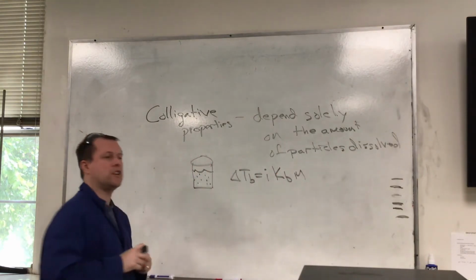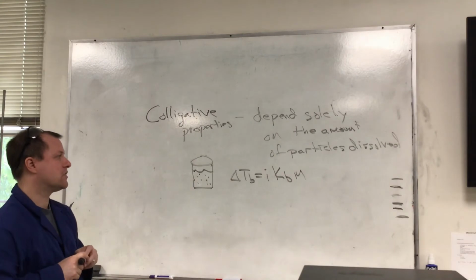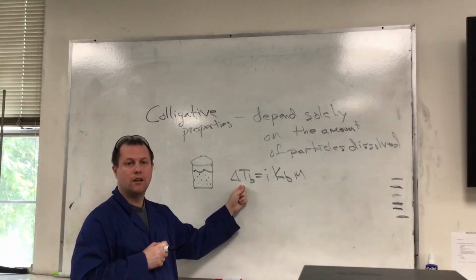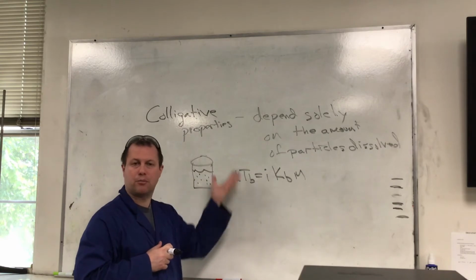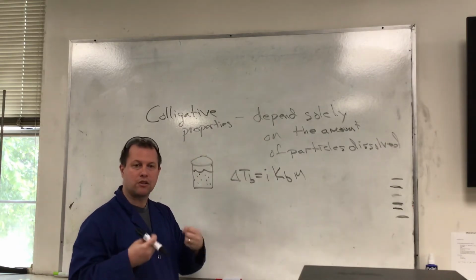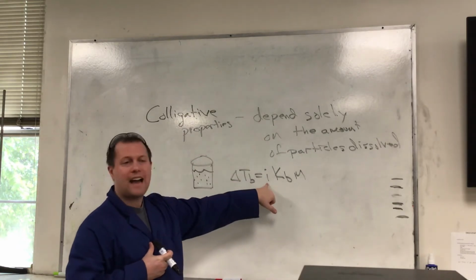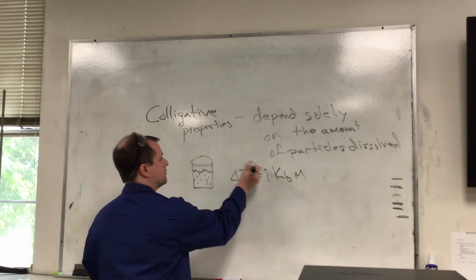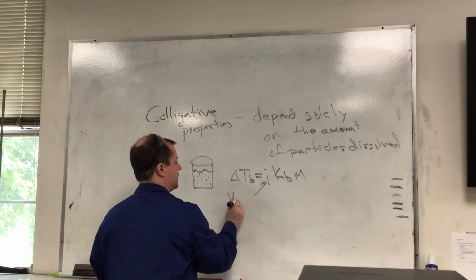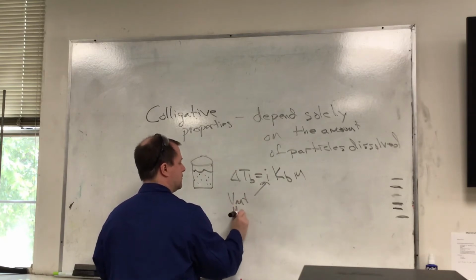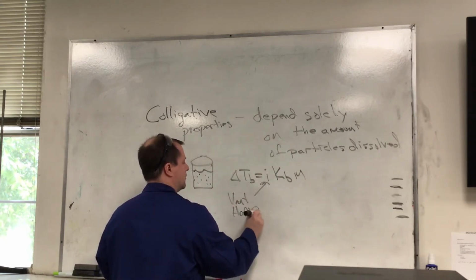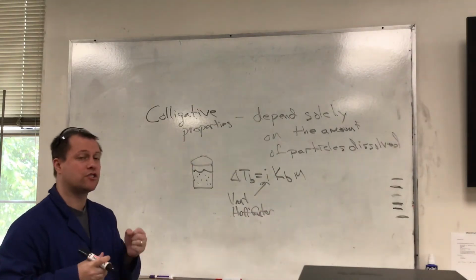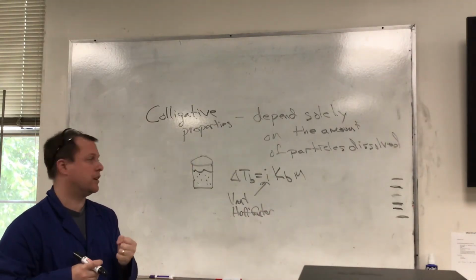I will talk about each of the pieces here individually in just a second, but basically we have our change in boiling point. It should always be a positive number because the boiling point's going up as we add things to our solution. i here is something called the van 't Hoff factor. This thing right here, our van 't Hoff factor, is really a measure of how many particles your solute breaks apart into in the solution.